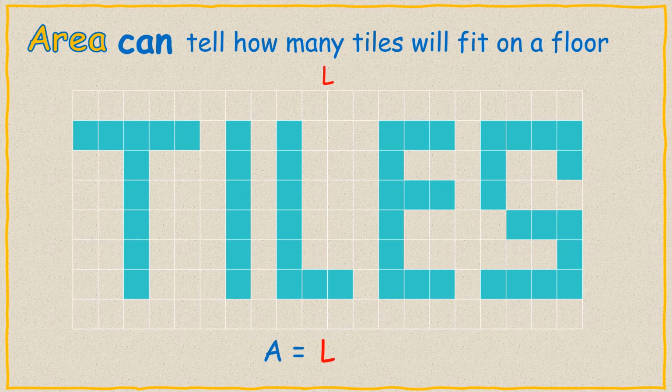Once again, if I'm doing the area, I'd figure out the length of the floor, how long the floor is, and I multiply it by the width of the floor, how wide the floor is, in order to figure out how many square units I would need to fill up the entire floor.